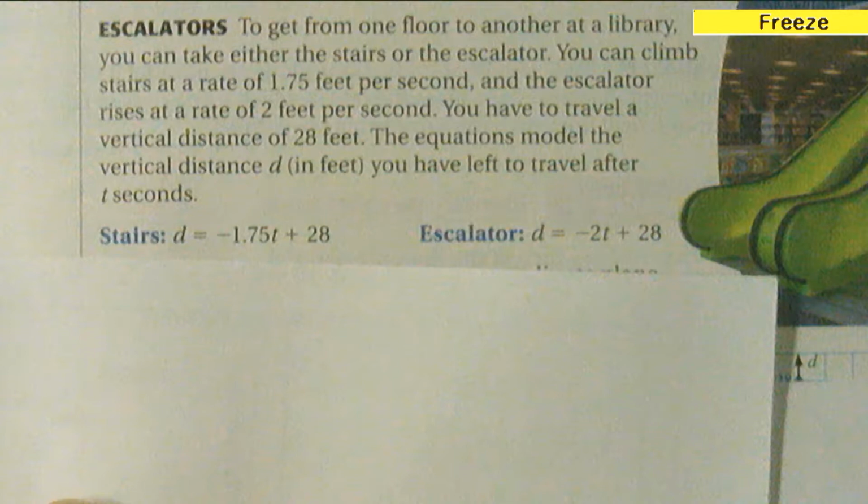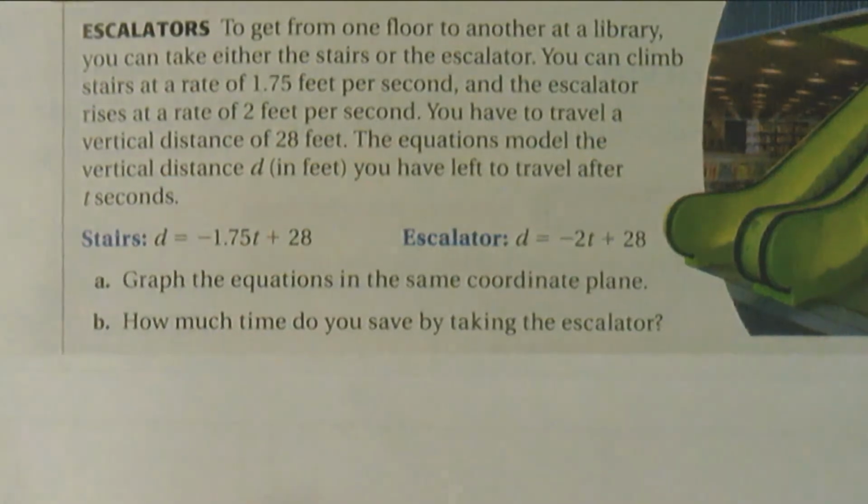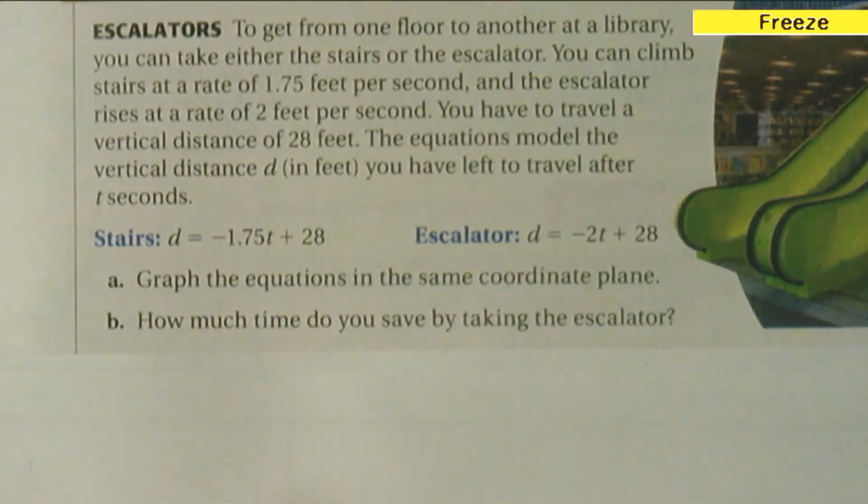Okay, so what I want you guys doing is graphing the equations on the same coordinate plane and then answering part B. I probably could have put this up there, I covered up too much. This is only going to be the first quadrant because you're going to have a positive time and positive distance.